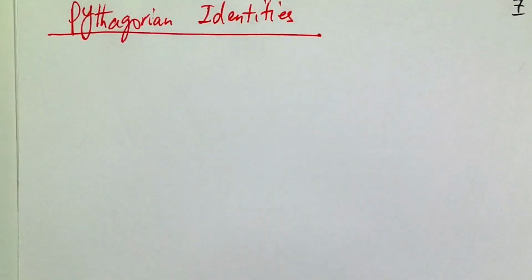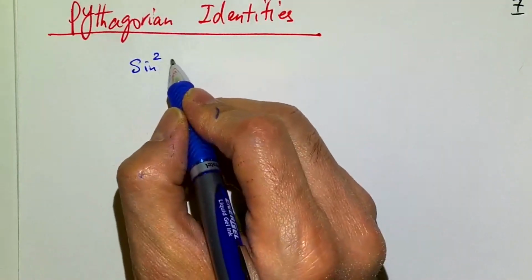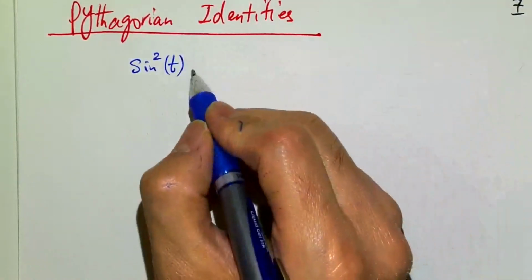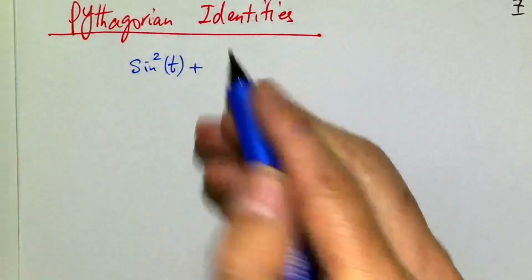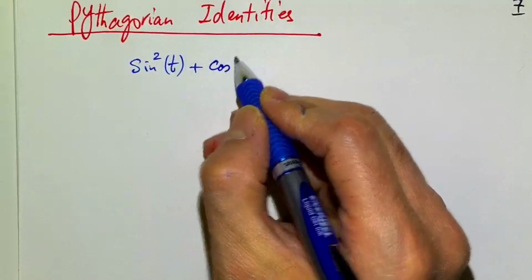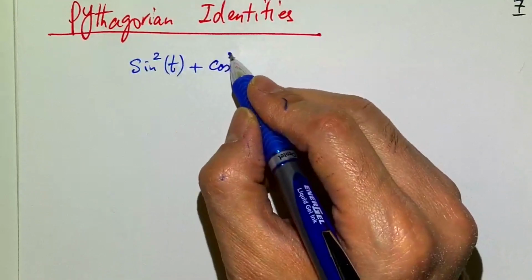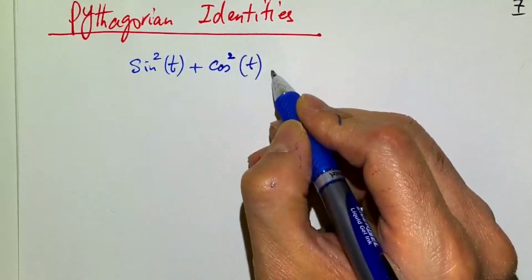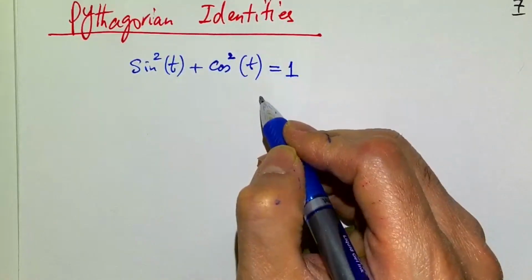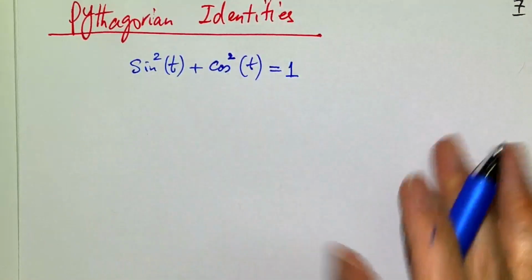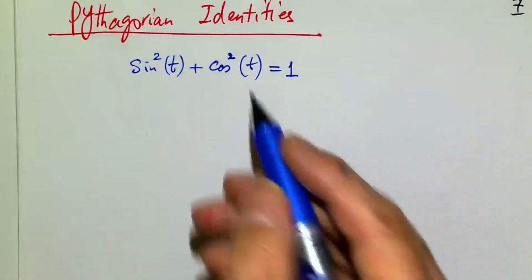So we have sine squared t, some angle t, plus, notice that I've used theta now, I used t. You have to get used to these various forms of the argument being represented. Cosine squared t, so sine squared t plus cosine squared t equals 1. Very nice and easy formula for us to remember. Sine squared plus cosine squared is equal to 1.